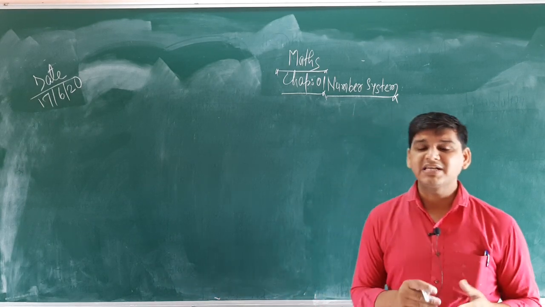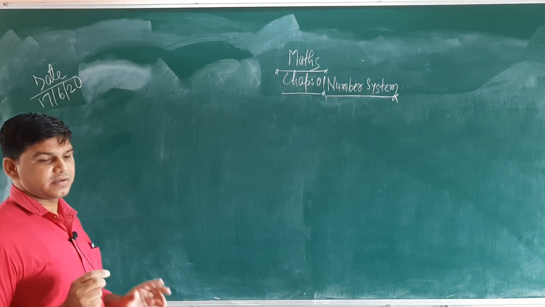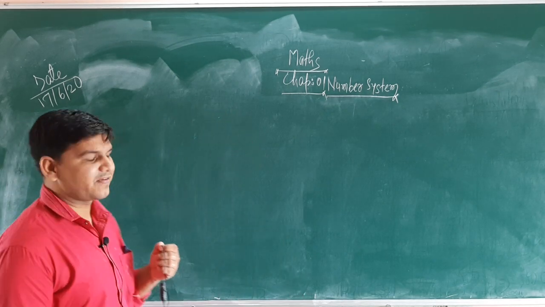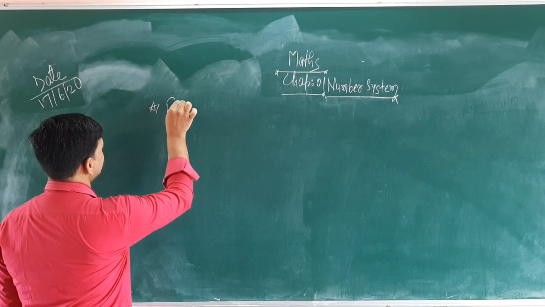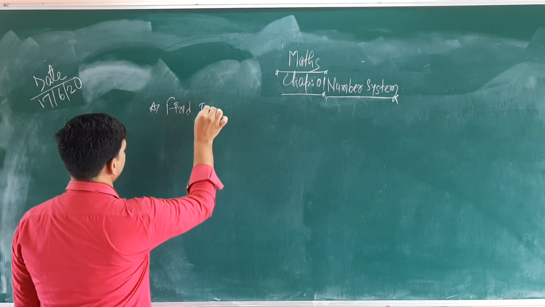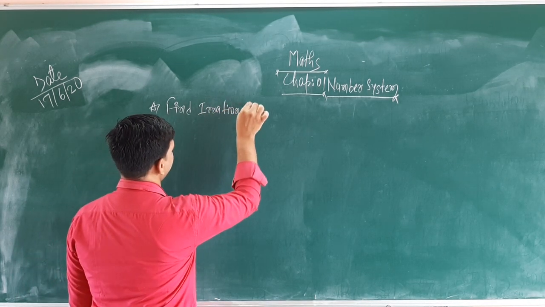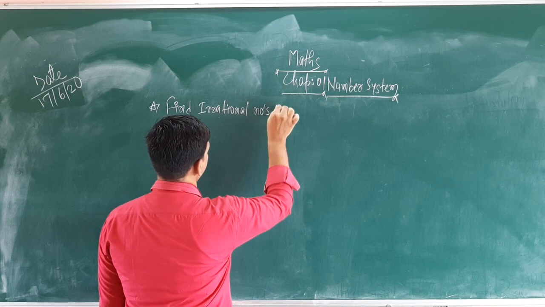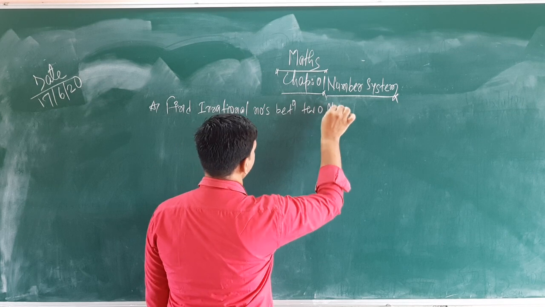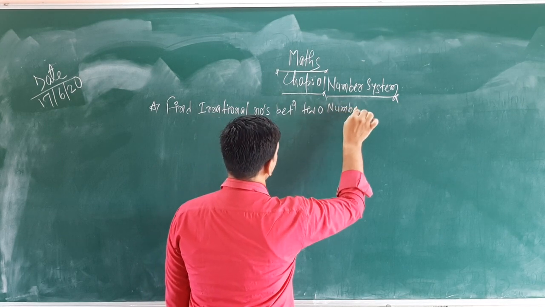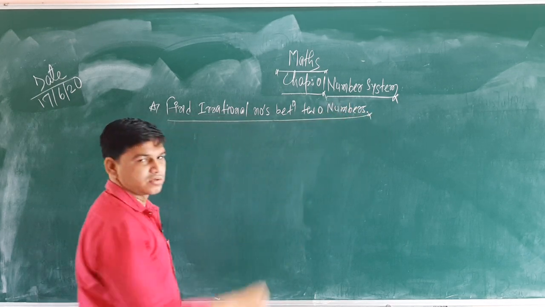Let me take two numbers, one is 5 by 7 and another is 9 by 11. Find different irrational numbers between two numbers. If two numbers are given and we want to find the irrational numbers, how can we find them?